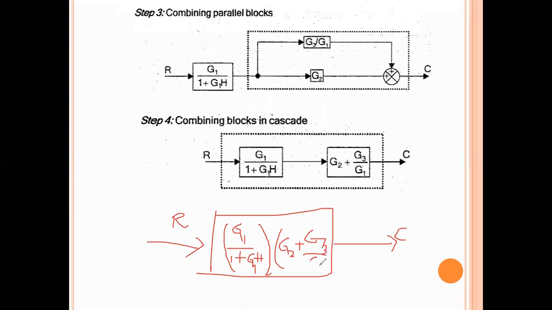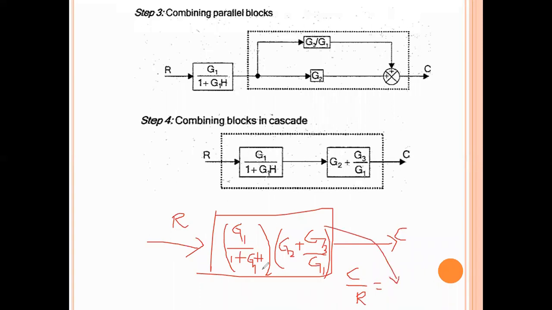I'm sorry for not writing it properly. With the help of a mouse, it is not easy to write properly, so that's why. So G1 by 1 plus G1H is this block gain, into G2 plus G3 by G1, which is this block gain. So this is our required transfer function or simple block diagram from the given block diagram. Okay, so from this we can simply write the transfer function, which is C by R. C by R is equal to this one.